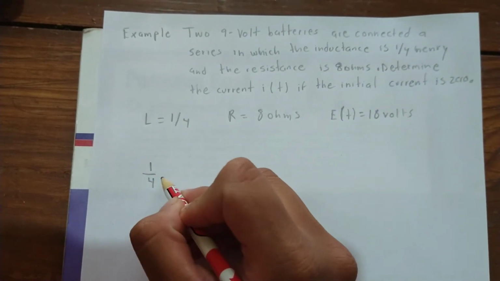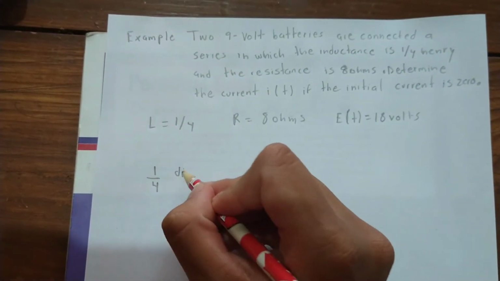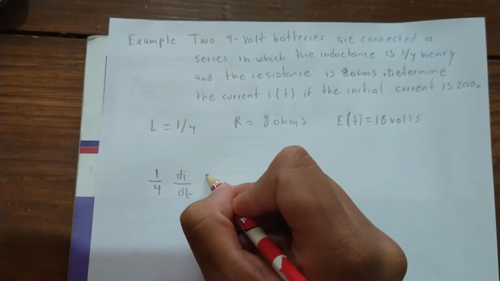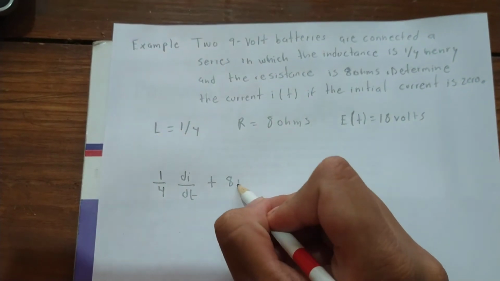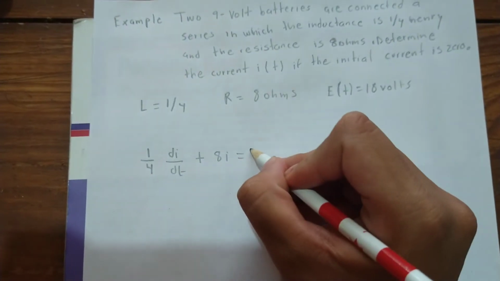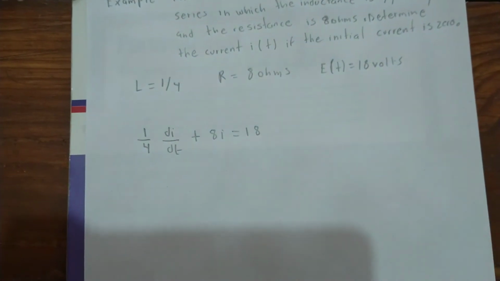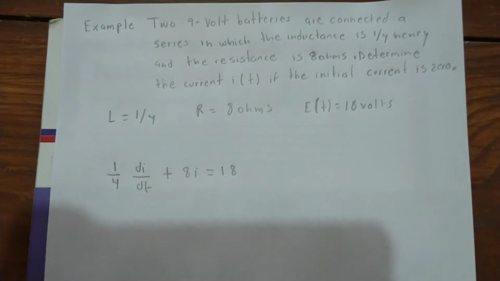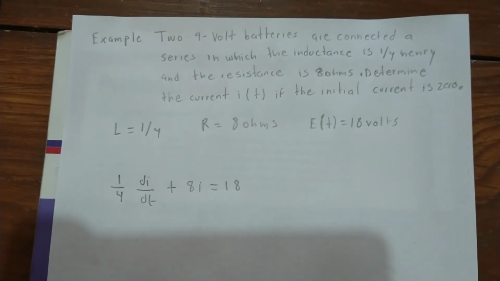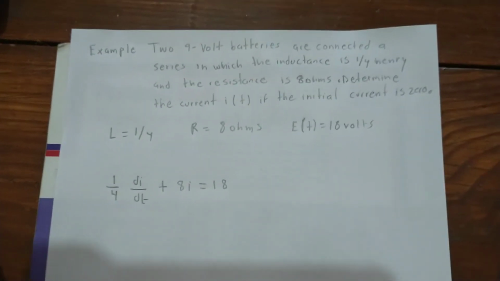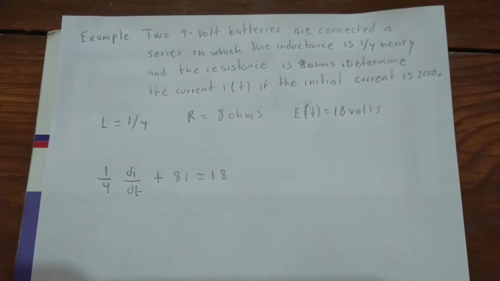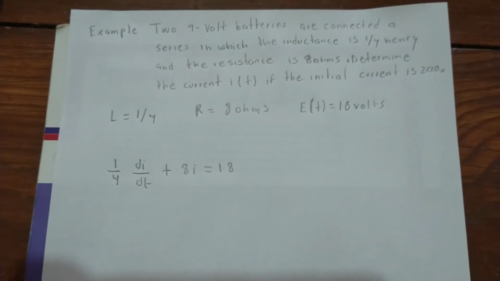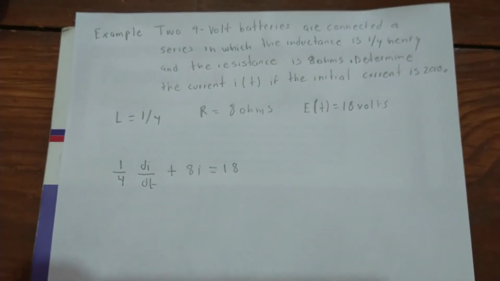1/4 times di/dt plus 8i must be equal to 18. Now this is a linear first order differential equation. So let's go ahead and put this in standard form. So we'll multiply everything by 4.